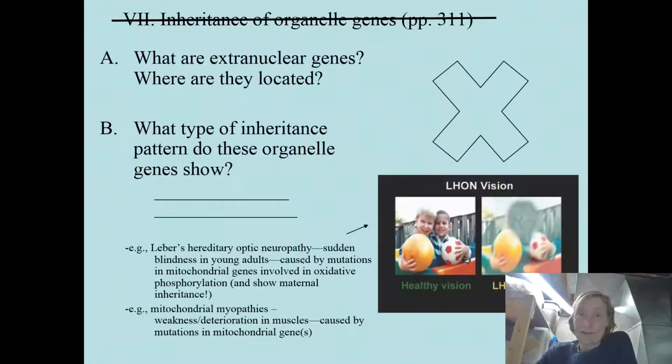Another topic that we're not covering is the inheritance of organelle genes. So far, we've been talking about genes in the nucleus, but some organelles have their own genetic material. Which ones do? Well, in animals, mitochondria do. In plants, mitochondria and chloroplasts both have their own genetic material. That's called extranuclear, outside of the nucleus. And so how are these inherited? The patterns of inheritance of mitochondrial genes is different than nuclear genes. So read up on it if you're excited about it.